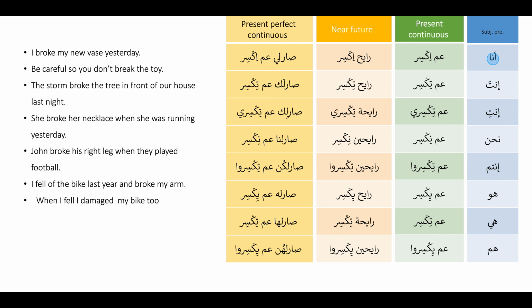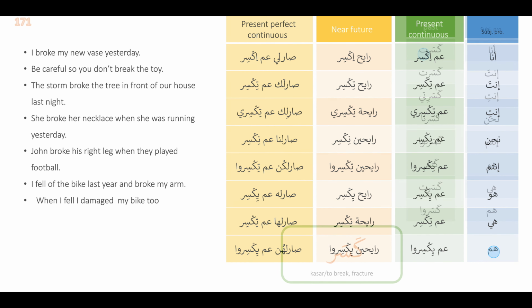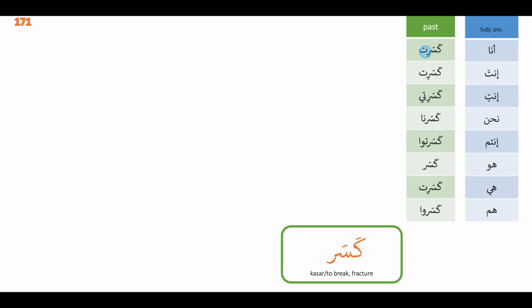So Ana, it means I, masculine, feminine. Inta, you masculine. Inti, you feminine. Nahna, we. Intu, you group of people. Huwwe, he. Hiyye, she. Henne, and humm, which means they.